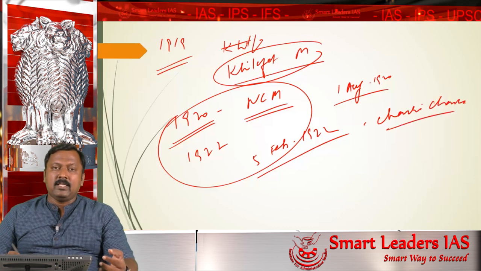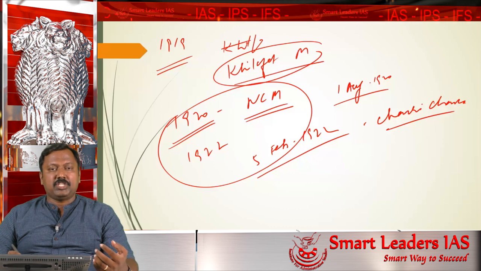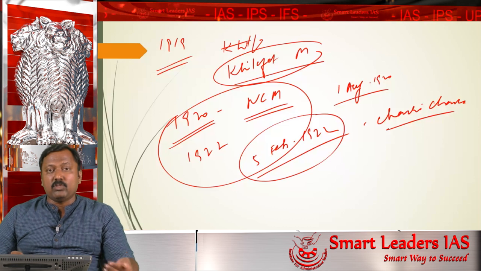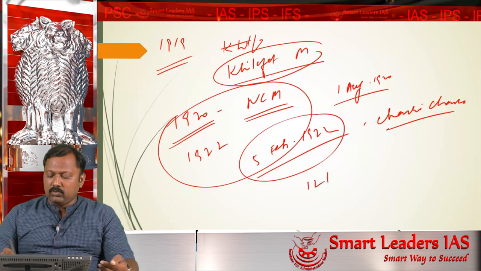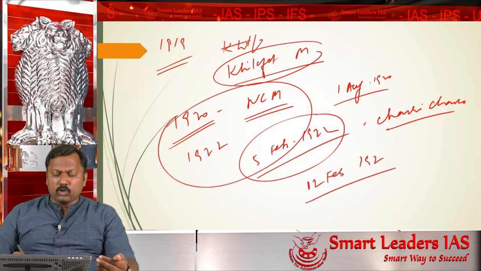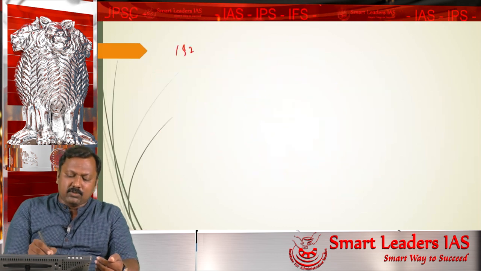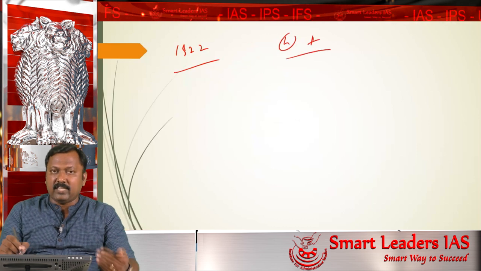In Chauri Chaura, a mob opposing the British burnt a police station. So on the 5th of February 1922, because of the Chauri Chaura incident, Gandhi had to withdraw the non-cooperation movement on the 12th of February 1922. So the non-cooperation movement also comes to an end in 1922. What happens in 1922 after the withdrawal of the non-cooperation movement? Gandhi is arrested and sent to prison, in 1922.